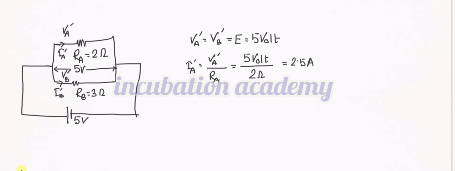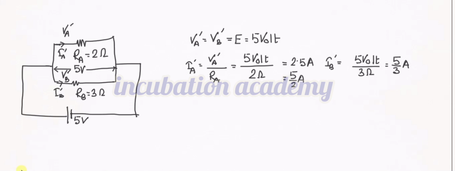Okay, what is IB prime? IB prime is 5 volt, and the resistance is 3 ohm. So 5 divided by 3 ampere. This is 5 by 2 ampere, 2.5, and this is 5 by 3 ampere. You can leave it like this, so you need not put everything in decimal fraction. You can also put it as 5 by 2 ampere.